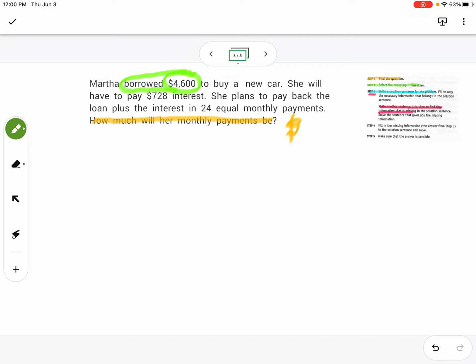Here's the second thing I need to know. When she borrowed that much money, she ended up having to pay the bank not just that money back, but also some interest as well. So that's the second thing I need to know. She needs to pay both of those things back. And I also need to know she's not paying it in one great big check. She's going to take 24 equal monthly payments to pay it off. Pay it off over 24 months, which, with 12 months in a year, is 2 years that she's going to take to pay this thing off.